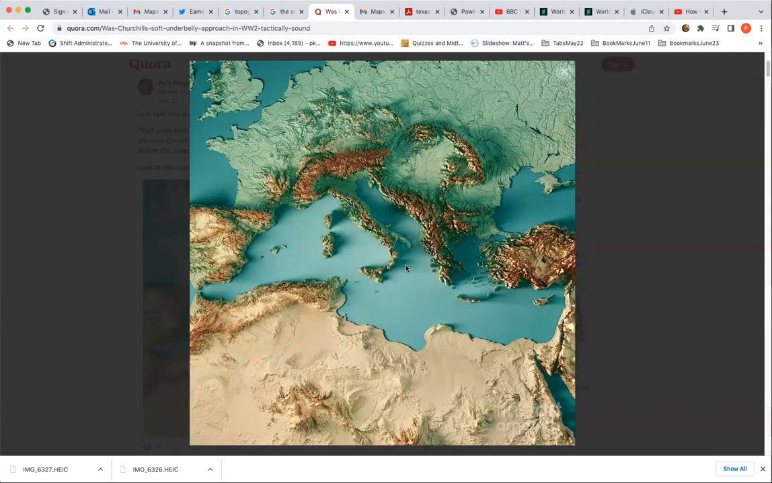So he wins. And what we get then is the invasion of Sicily first. I'm looking at the map, there's the Italian boot, and there's Sicily. That happens in July of 1943, and it's followed up immediately by the invasion of Italy.